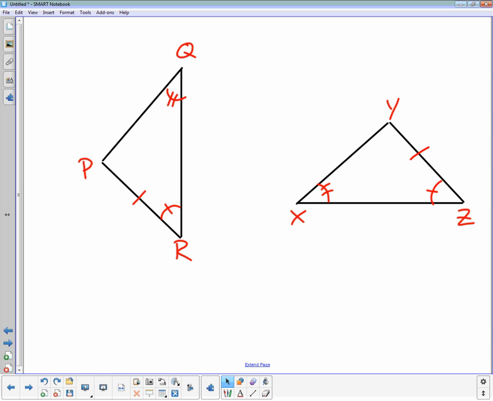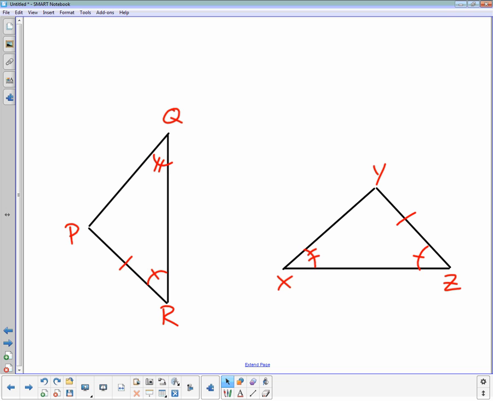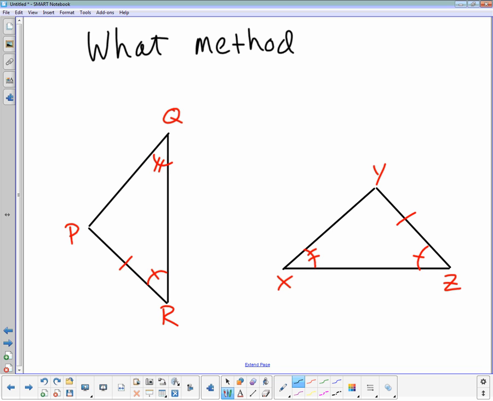Now, we need to find out what method of proof works for these. So we have to first decide, is this side-side-side, angle-side-angle, side-angle-side, any of those others? We've got to make a choice. Okay, here's how you choose. There's a rule, and here's the rule.